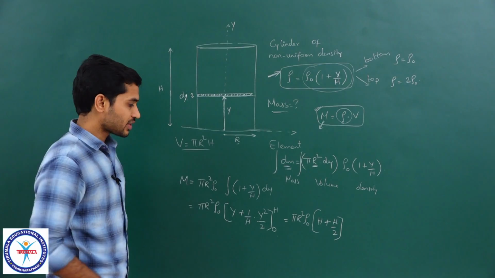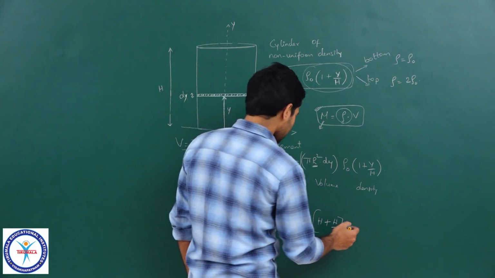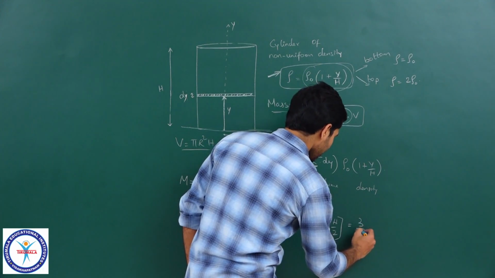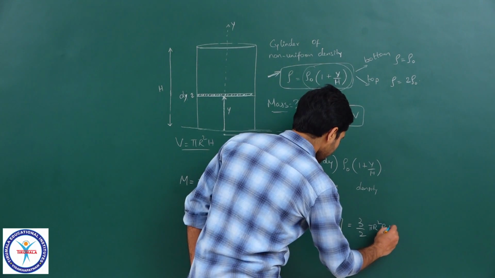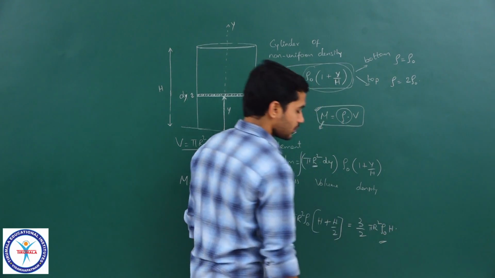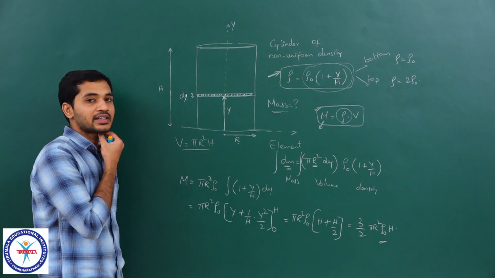So do the substitutions once again on your own. So that is the idea. So simplifying this will eventually give me the result as 3 by 2 pi r square rho naught h. Clear? So that is the idea, students. So that is what we have done in this case scenario.